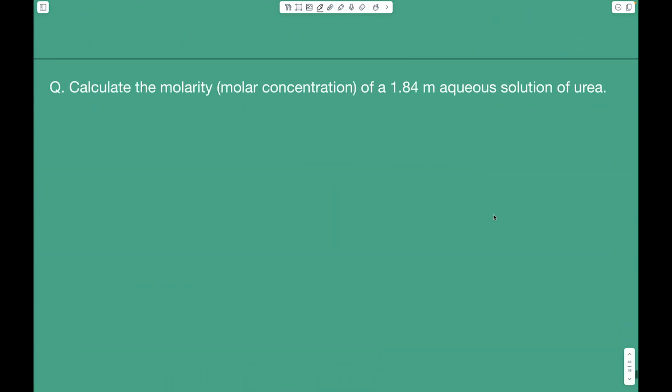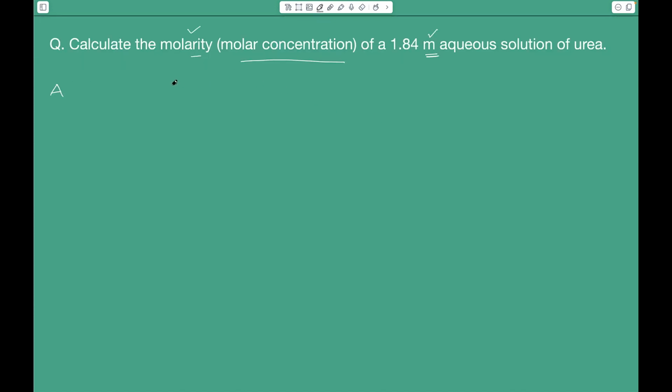Now the next question says calculate the molarity, that is molar concentration, of a 1.84 molal, small m means molality, aqueous solution of urea. See, here we are given the molality of the solution, and we are asked to calculate the molarity of the solution. We are given small m and we are asked to calculate capital M. How do we do that?